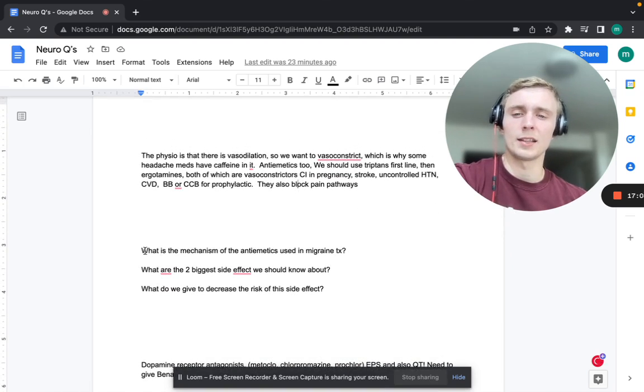Okay, so we kind of already added this. What is the mechanism of the antiemetics used in migraine treatment? What is the mechanism of action of antiemetics used in migraine treatment? What are the two biggest side effects we should know about? And what do we give to decrease the risk of this side effect? So this is a good one. What do we give to decrease the risk of this side effect?